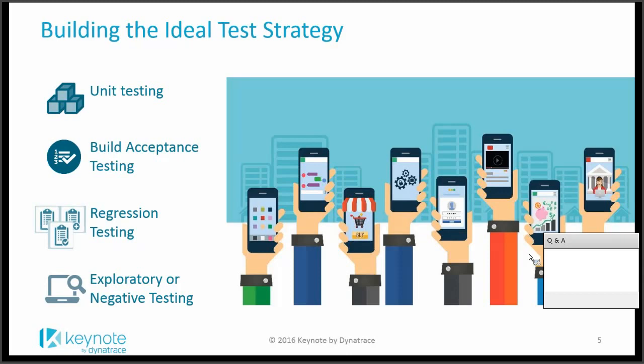So what we're going to cover is unit testing, we'll cover build acceptance testing, regression testing, and then exploratory or negative testing. And, of course, these are not all of the possible testing phases and types of testing that you can do within your release process, but these are probably the biggest and most major ones. So that's what we're going to cover today.